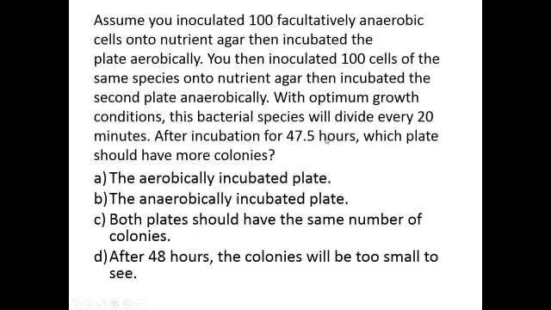After incubation for 47 and a half hours, which plate should have more colonies? Now you may be wondering why I picked 47 and a half hours. That's approximately how long your plates are sitting in the incubator for lab. So, here's things to consider. What does facultatively anaerobic mean? Well, it means that the cells can grow with or without oxygen, and they grow better in oxygen conditions.